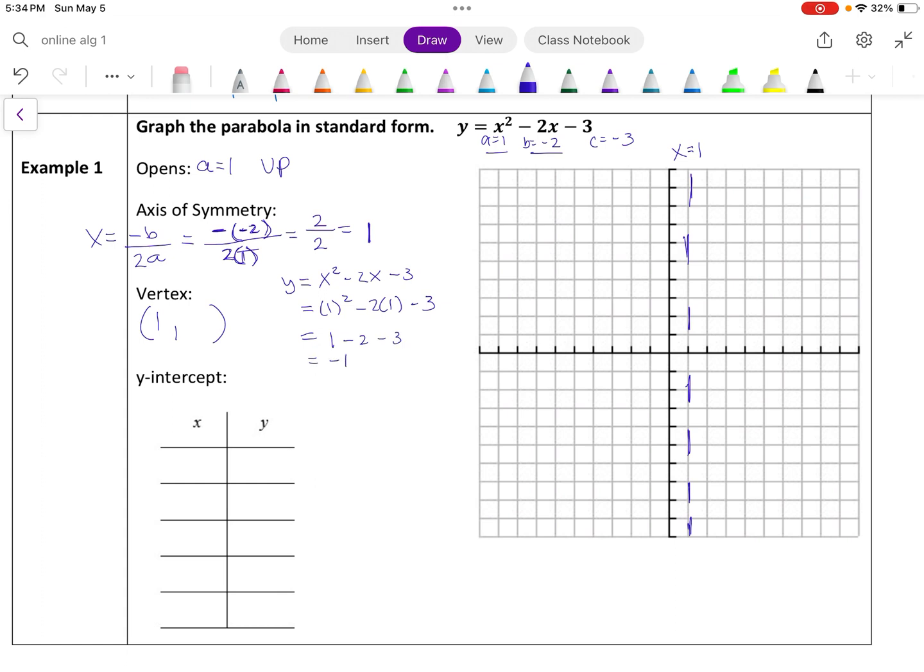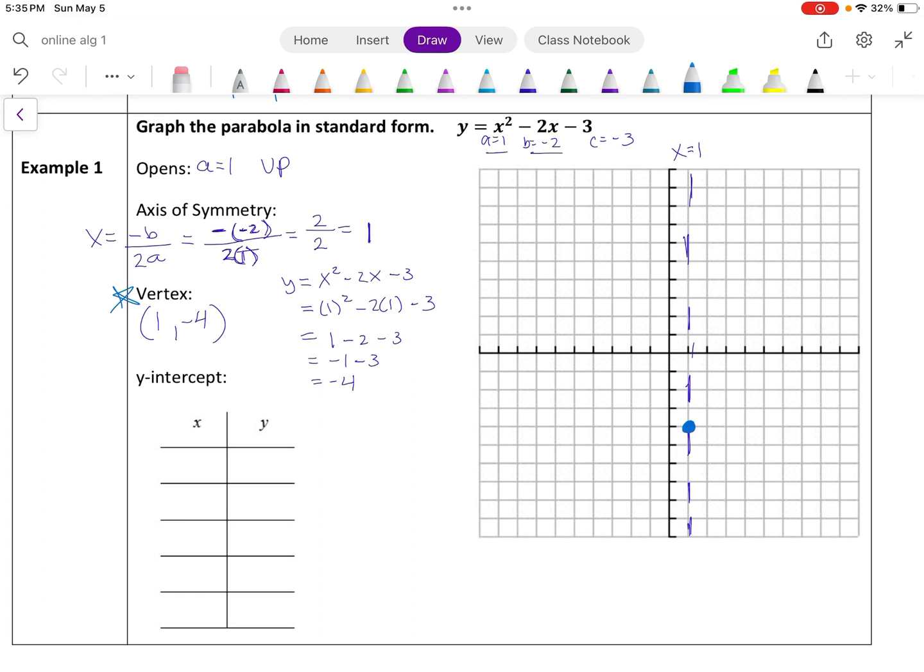Okay, we're just using our order of operations here. 1 minus 2 is negative 1. Negative 1 minus 3 is negative 4. So we have a vertex of 1, negative 4. And again, I'm going to use a different color. I'm going to put that on my graph. Here's 1, here's negative 4 on my axis of symmetry.